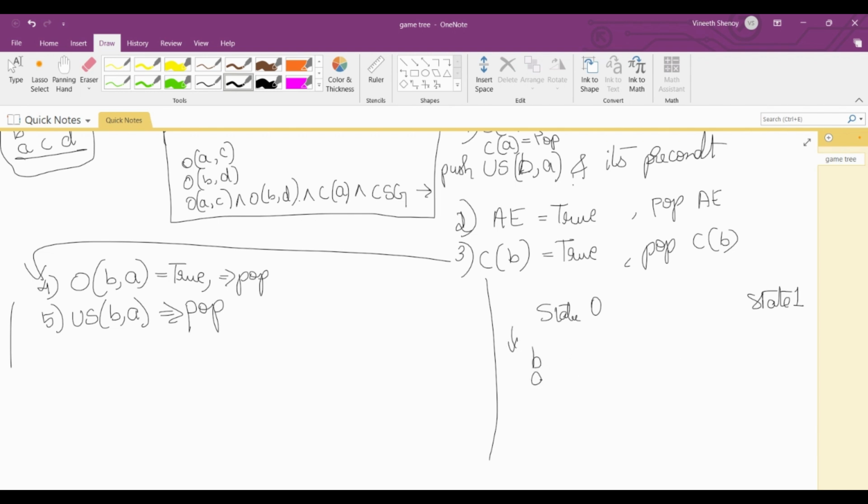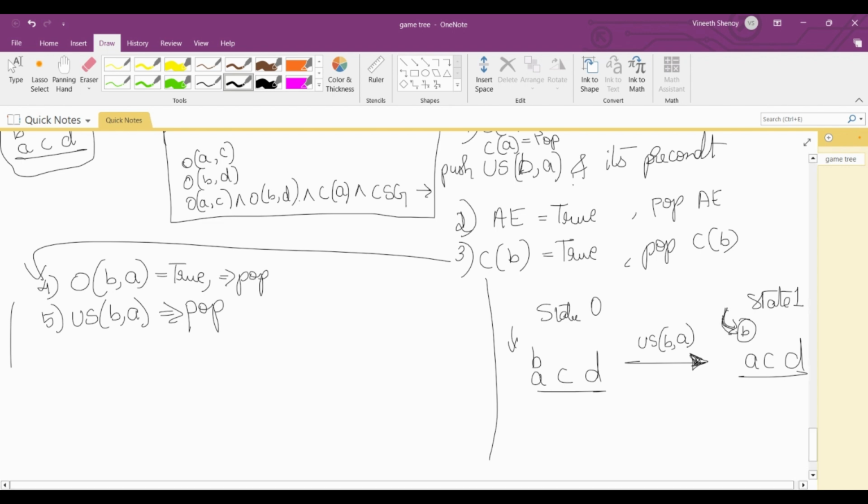What was the state 0? B was on A, C, D. What was the operation we performed? We performed unstack of B comma A. And what did we get now? Arm is holding B, A, C, D on the table. This is our state 1.